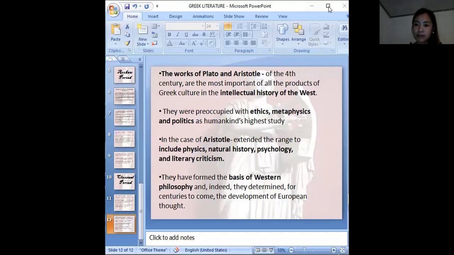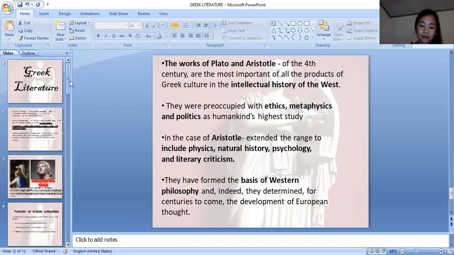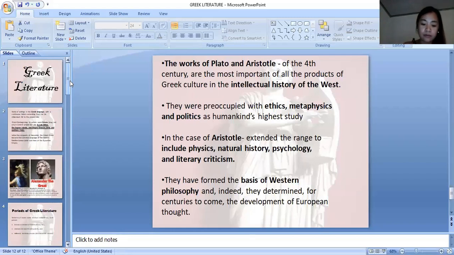Lesson for the semifinals. This is about Greek literature. Okay, so let's move with this one. I am now going to share my PowerPoint presentation. Okay, so you can see all this. All right. So we'll have the discussion of the Greek literature.